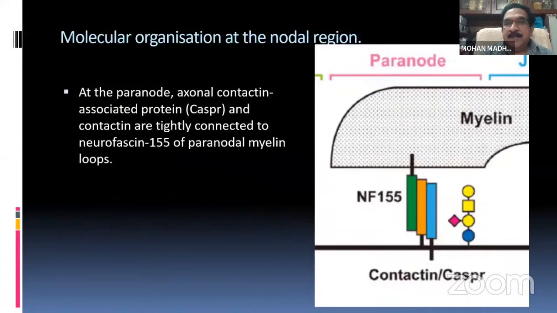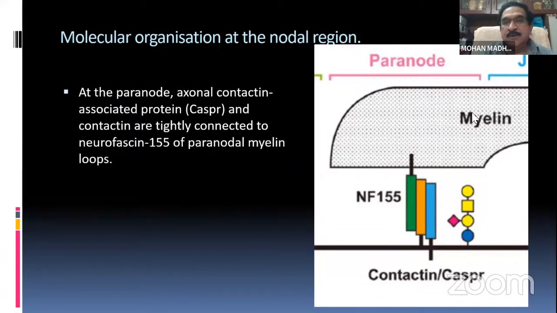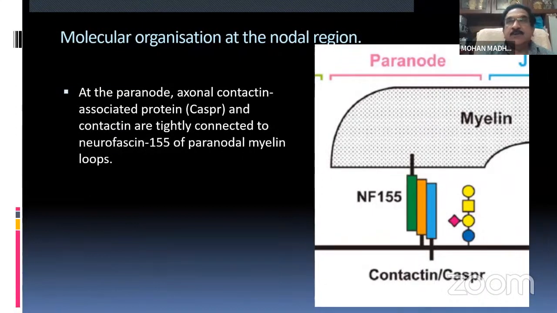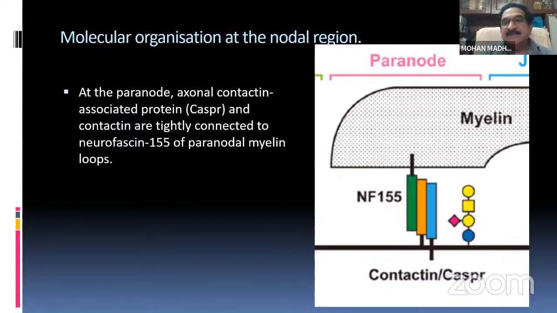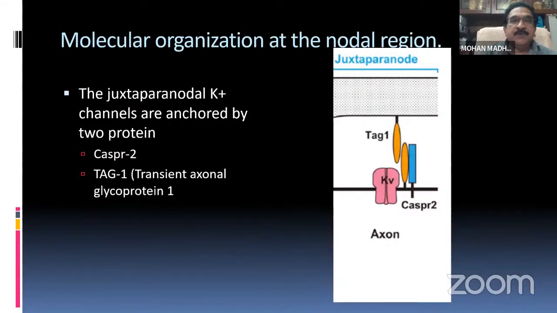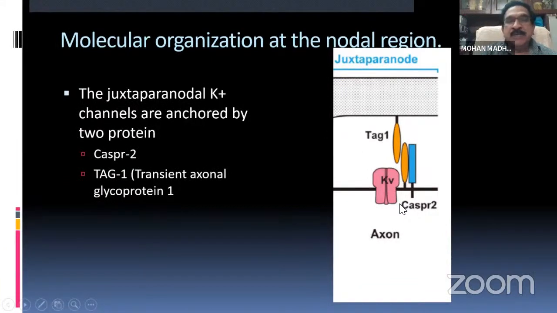And let's see the paranode now. Here there are two important proteins, contactin and Caspr, which are given as orange and blue. This axonal contactin-associated protein is Caspr, and the contactin are tightly connected to the neurofascin 155 of the paranodal myelin region. This complex forms septate-like junctions which separate the nodal sodium channel clusters from the juxtaparanodal potassium channels. Now come to the juxtaparanode, which contains a large amount of potassium channels. These potassium channels are anchored by two proteins, Caspr2 and TAG1. TAG1 is the transient axonal glycoprotein.